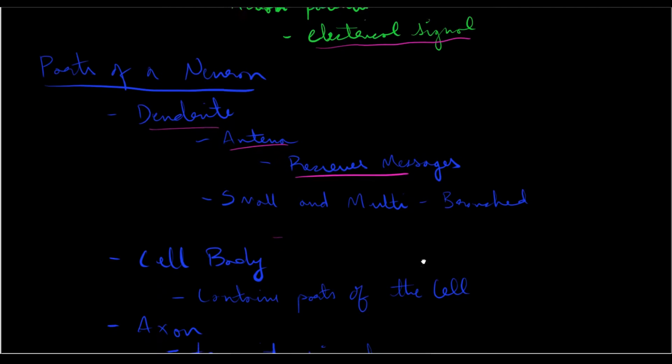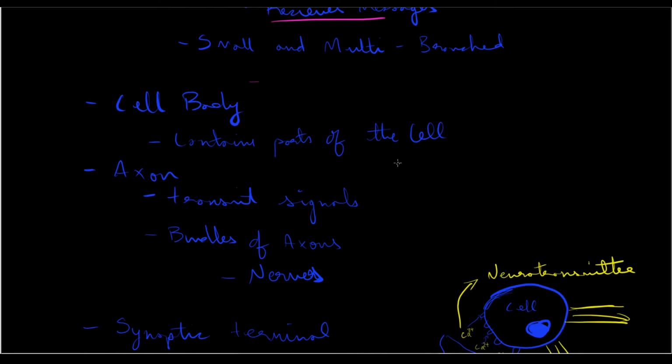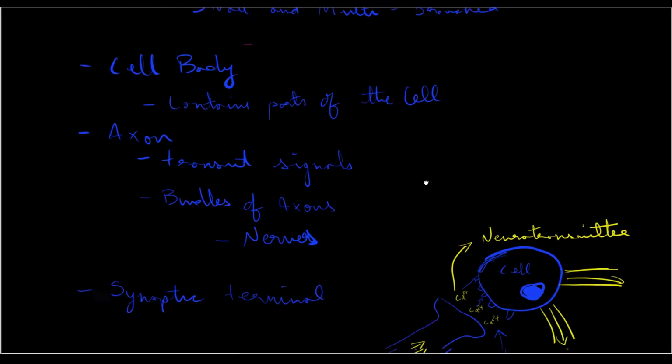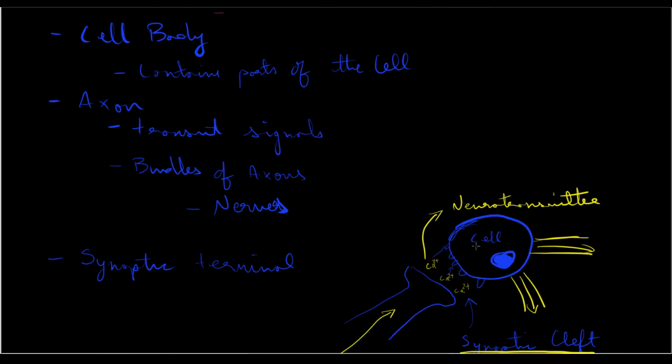Then you have the cell body. The cell body would actually be the cell. This would be the cell right here, if you look at this photo. You'd have the basic parts of the cell: the nucleus, the ribosomes, the mitochondria, all of that type of stuff in that cell.